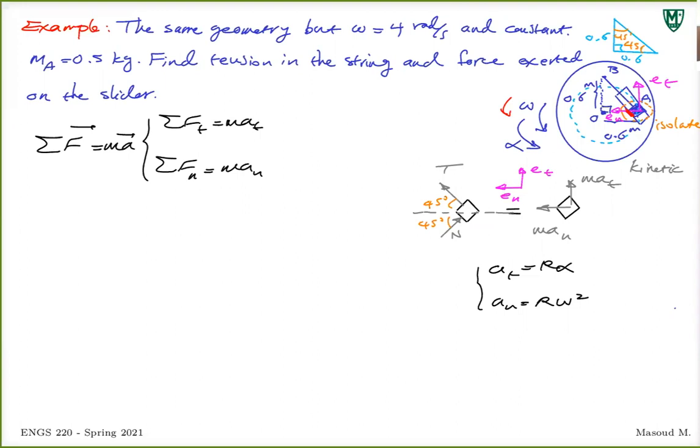It is 0, exactly, right? Because alpha is 0. We said here it's specifically said omega is 4 radian per second and constant, which means alpha, angular acceleration, and remember, angular acceleration was the derivative of time from angular velocity. So this becomes 0. Why? Because omega is constant.